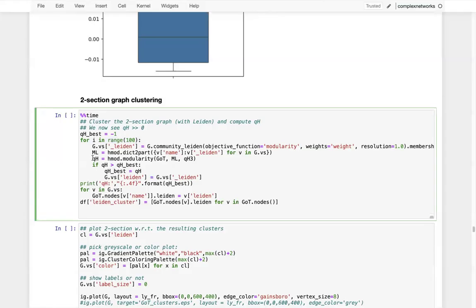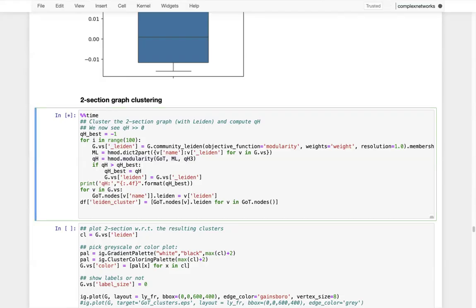But each time we run the clustering, we're going to compute the modularity based on the hypergraph-based function. So sorry, we're going to compute the hypergraph modularity function with tau equal to 3. And then we're going to keep the partition, the clustering, that gives us the best hypergraph modularity. So this is an example of using something that is fast on a graph, but using a measure that really takes into account the fact that you have a hypergraph.